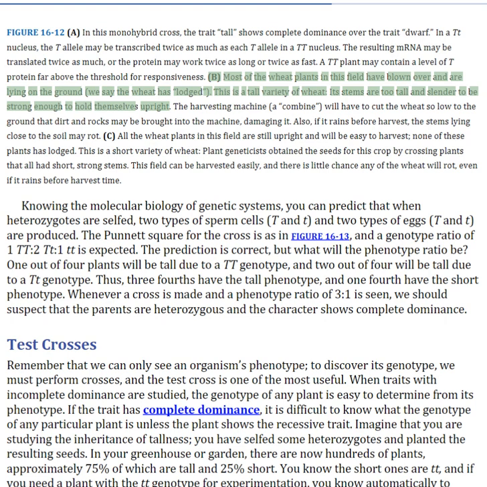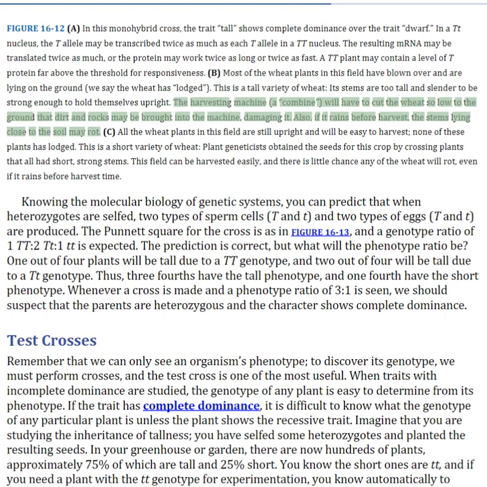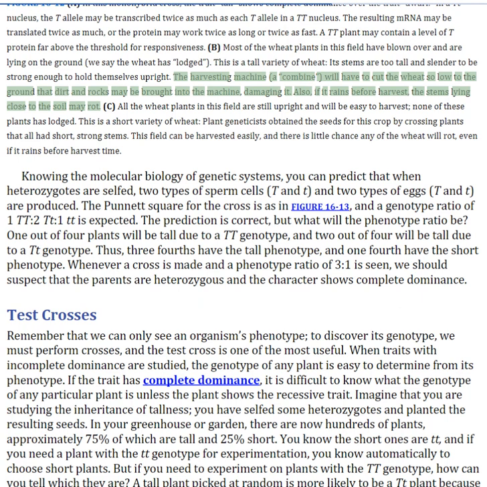This is a tall variety of wheat. Its stems are too tall and slender to be strong enough to hold themselves upright. The harvesting machine will have to cut the wheat so low to the ground that dirt and rocks may be brought into the machine, damaging it. Also, if it rains before harvest, the stems lying close to the soil may rot.